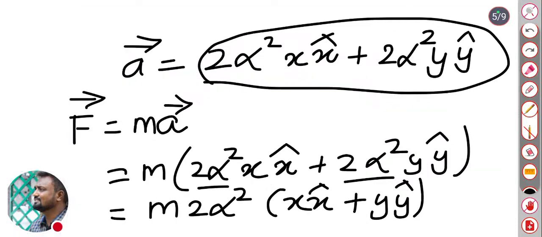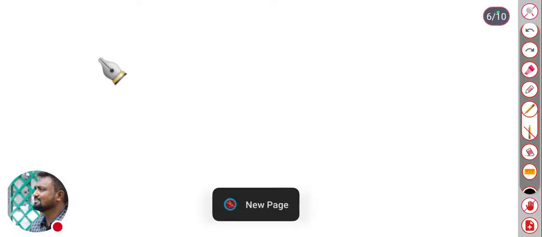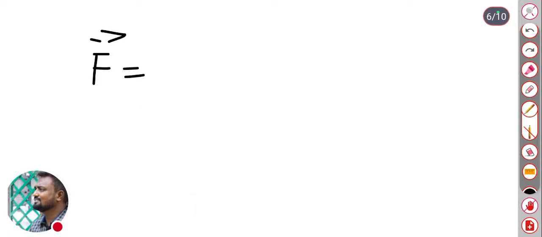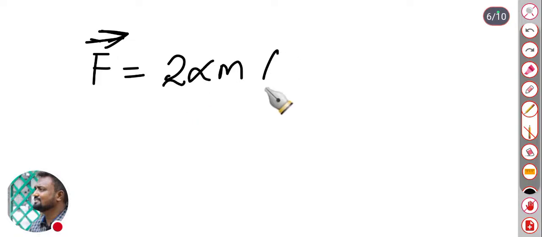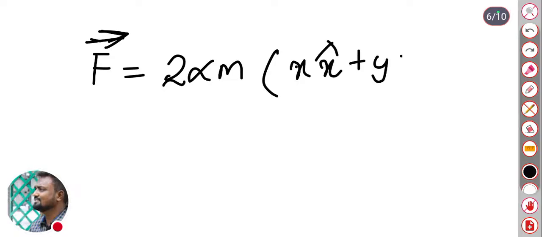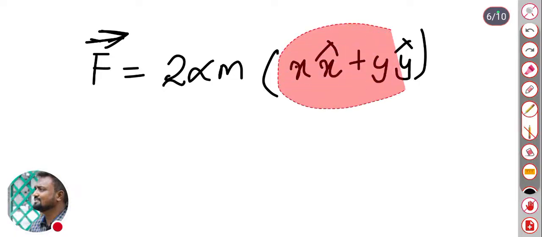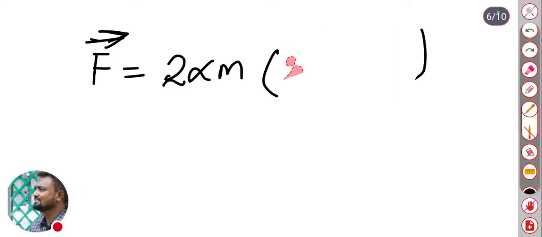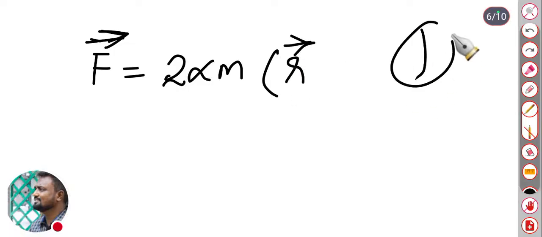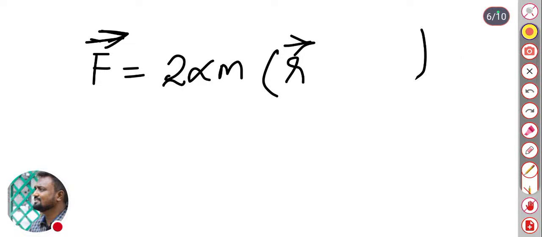Sometimes it might also be represented in such a way. You should be ready to do it. So force vector is equal to 2 alpha m, and if you look at this x cap plus y cap, what is that? It is the position vector, the position vector in the Cartesian coordinate system. So it can also be written as r vector.